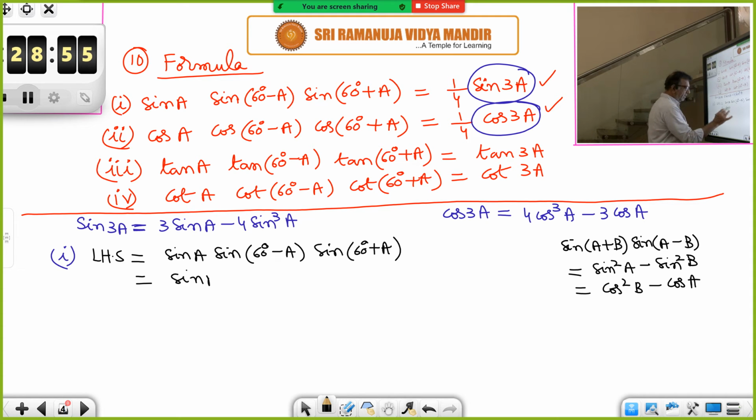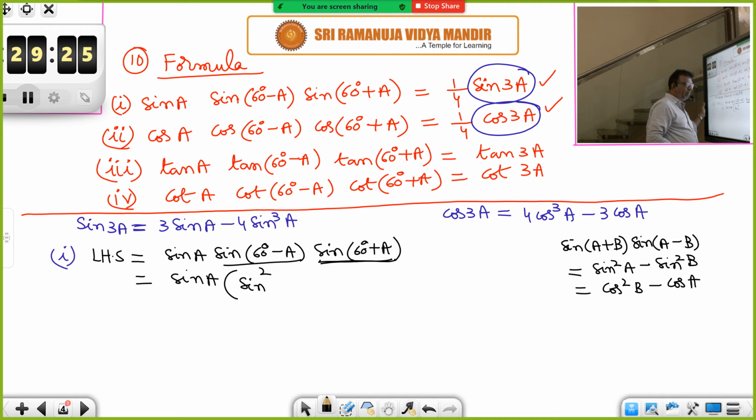For this, sin 60 plus A is sin A plus B, and sin 60 minus A is sin A minus B. So sin square A, come on, tell me, using that what do you get? Sin square what? Come on, Shreyas. Can you tell or not? If you cannot tell, tell me. I cannot tell, sir. So I will ask somebody else.